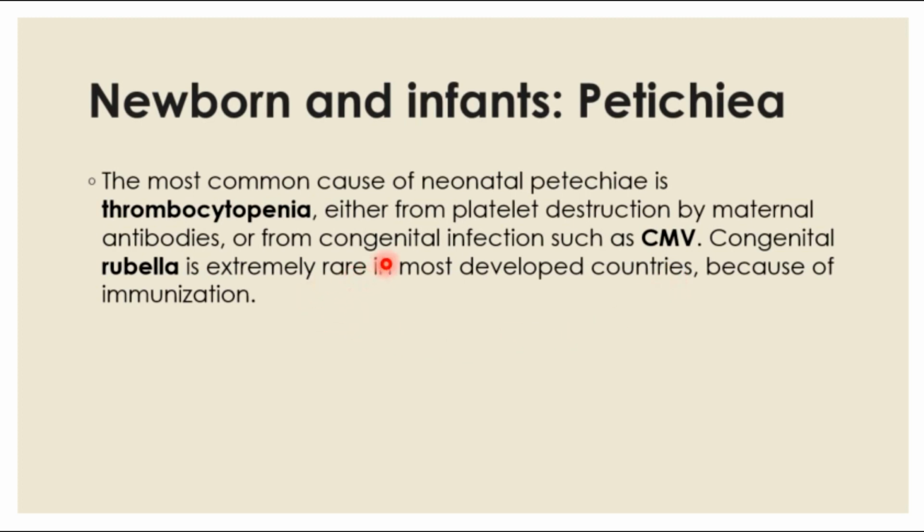Thrombocytopenia. This is a picture of a child with thrombocytopenia, and it's usually caused by platelet destruction by maternal antibodies or from a congenital infection such as cytomegalovirus. Congenital rubella is extremely rare because of immunization, but if the mother wasn't properly vaccinated, that is, if they didn't get the booster of MMR, you can expect the child to get rubella infection.